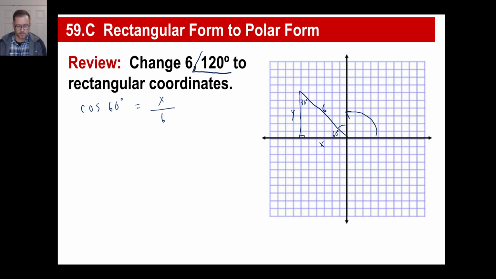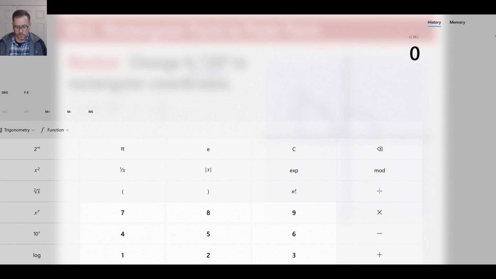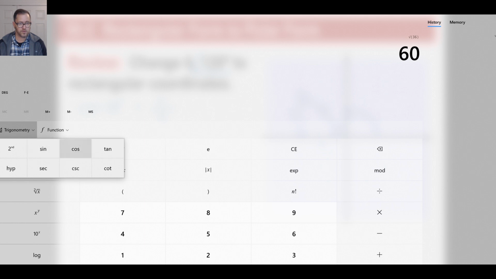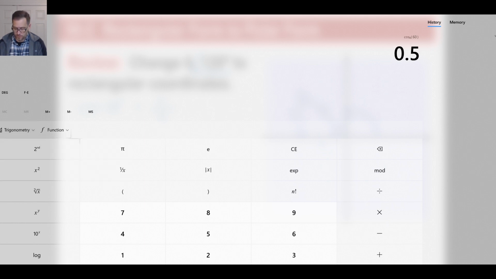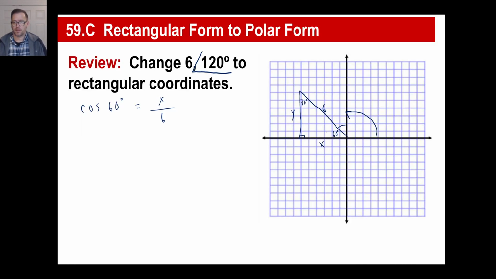All right, so let's find out, using our calculator, what the cosine of 60 degrees is. All right, so 60, and we need trigonometry here, don't we? Cosine, boom, 0.5. Look at that. So this is going to be 0.5 equals x over 6.